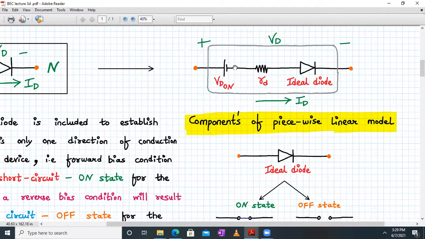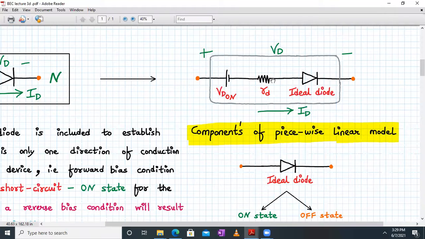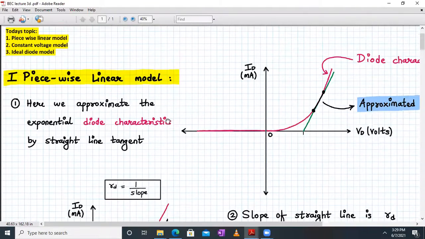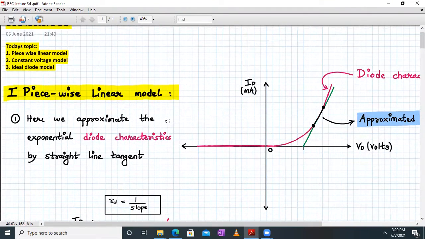For most applications, the RD value is very, very small, so it can be ignored compared to the other circuit elements. Therefore, removing RD from the model is another possibility. Okay, if you remove RD, that becomes something else. That becomes a constant voltage model, so we are going to see about that. Overall, this piecewise linear model is useful, but again, we can further simplify it.